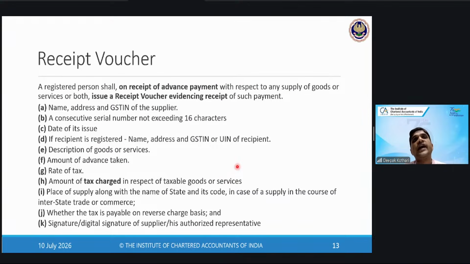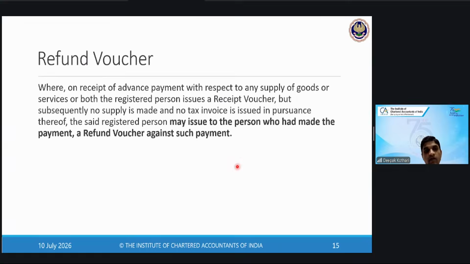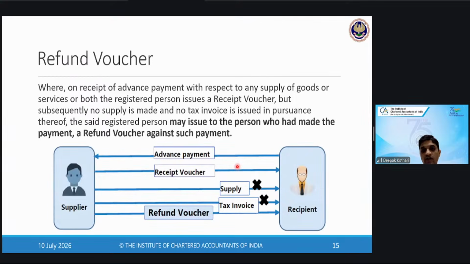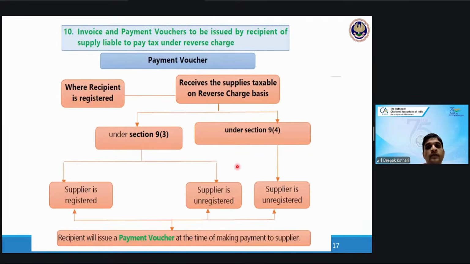Now, tax invoice, credit note. If you collect some money, you have to give the other person a receipt. So that's called a receipt voucher. Then if you refund it, you have to give a refund voucher. So you take a receipt voucher, supply doesn't happen, you refund it, you will give a refund voucher. Then invoice voucher and payment voucher, these are all part of it.